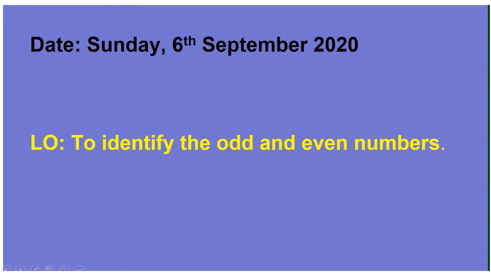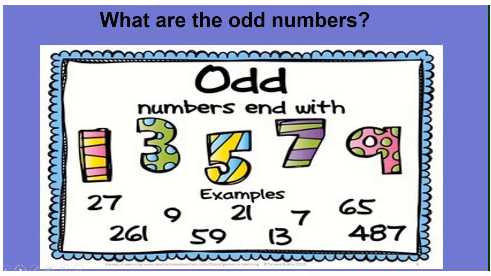So for today's learning objective, we are going to identify the odd and even numbers. What are the odd numbers? Odd numbers end with 1, 3, 5, 7, and 9. Examples: 27, 261, 9, 59, 21, 13, 7, 65, and 487. Can you think of your own example of odd numbers?